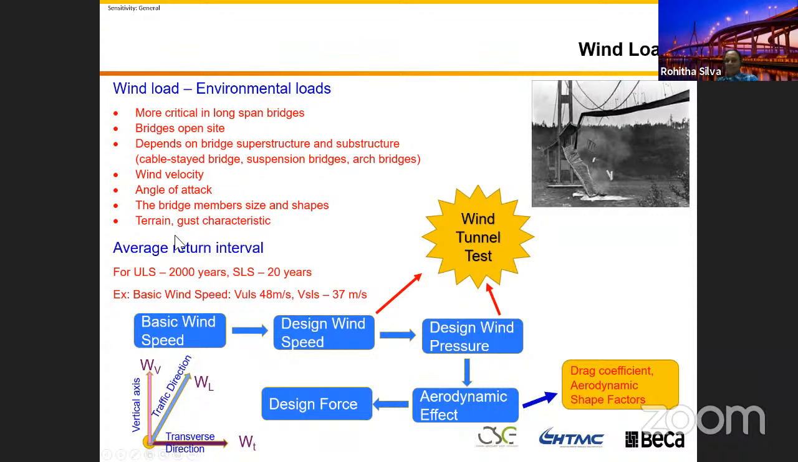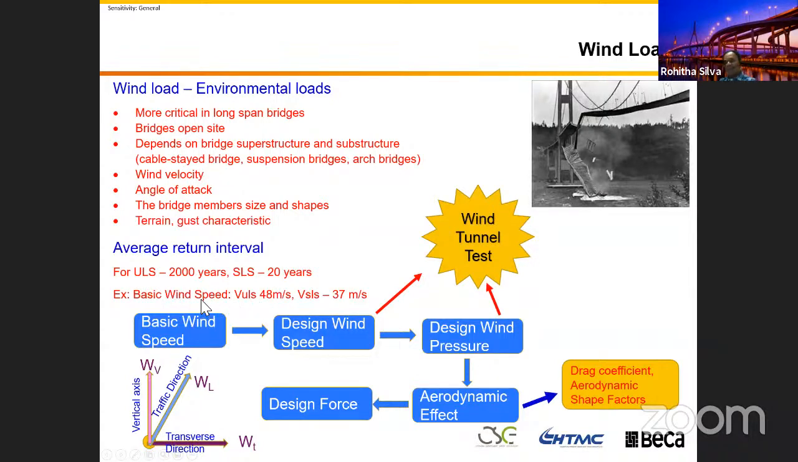And we discussed the return period in the design. When we were designing for wind, we designed for serviceability as well as the ultimate limit state conditions. The return period for serviceability limit states is 1 in 20 years, which is quite frequent, but the ultimate limit state is 1 in 2000 years.